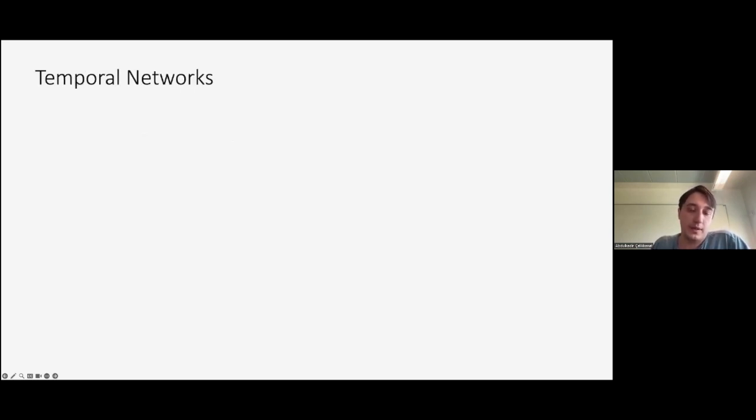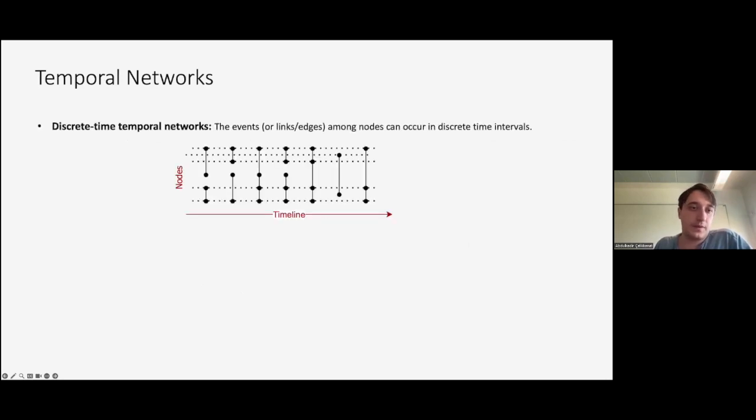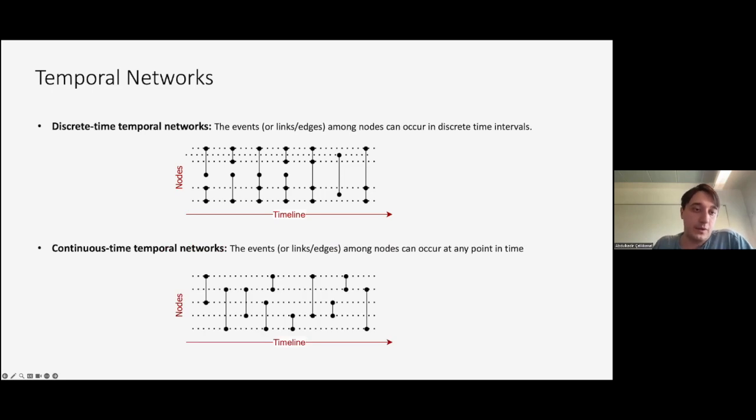In my presentation, I mainly focus on temporal networks, and we can roughly group these networks as discrete time networks and continuous time networks. In discrete time temporal networks, the edges or links among nodes occur in discrete time intervals. For continuous time temporal networks, we observe the events at time points; these links or edges can occur at any point in time. I will mainly focus on these continuous time temporal networks here.